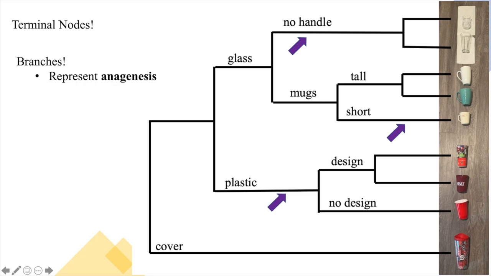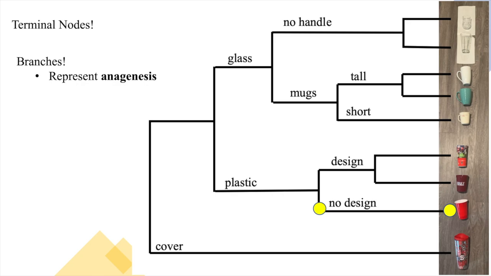They also represent anagenesis. Anagenesis is when a species has experienced some evolutionary changes over time. For example, our red solo cup here does not look exactly like our red solo cup in present day. There are some minor differences present, but the red solo cup remains on the same branch.